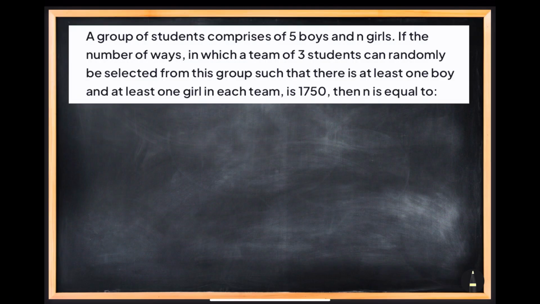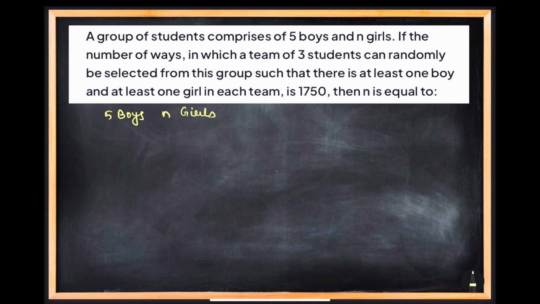Okay, so we got this situation. A group of students comprises 5 boys and n girls. If the number of ways in which a team of 3 students can randomly be selected from this group, such that there is at least one boy and at least one girl in each team, is this.